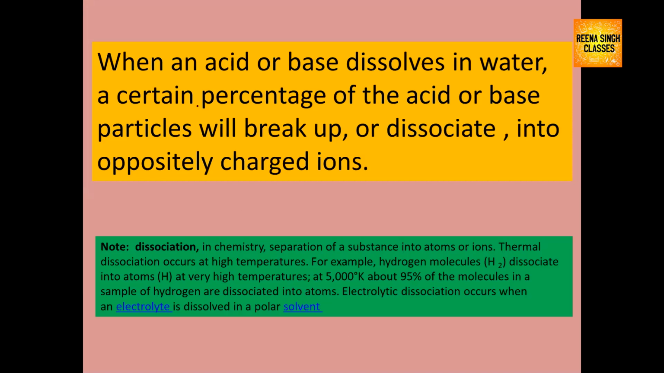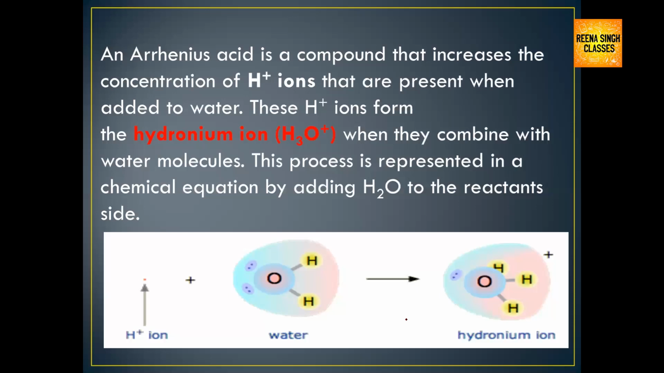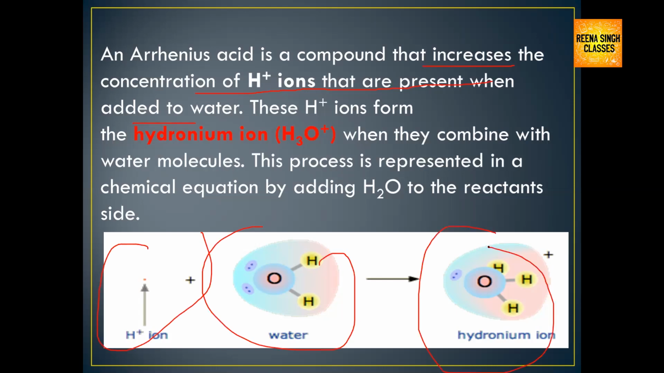When an acid or base dissolves in water, a certain percentage of acid or base particles will break up, which is also called dissociation. They will break up or dissociate into oppositely charged ions. We can do the dissociation with the application of heat, or we can do the dissociation by the application of an electrolyte, which is called electrolytic dissociation. An Arrhenius acid is a compound that increases the concentration of hydrogen ions present when added to water. When added to water, it forms the hydronium ion.